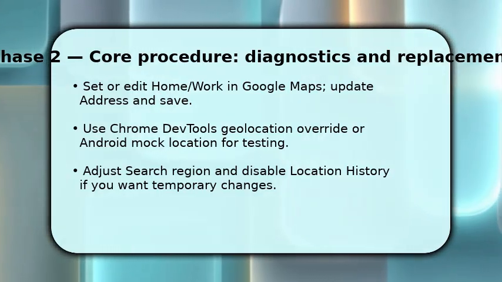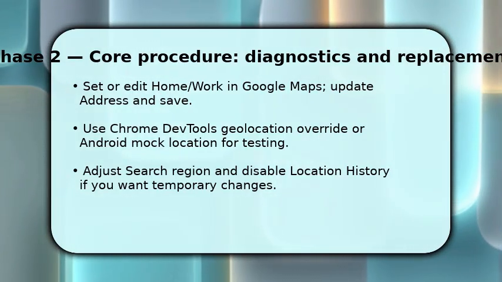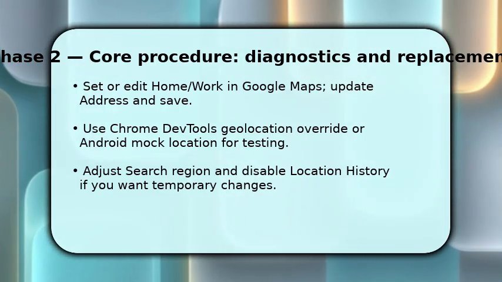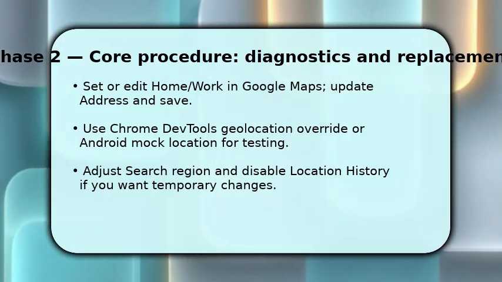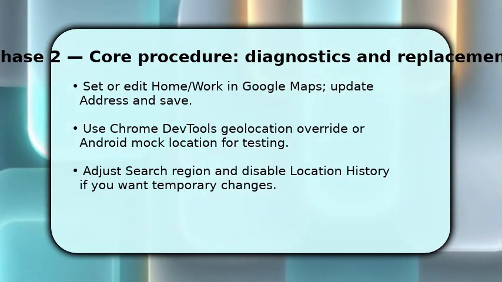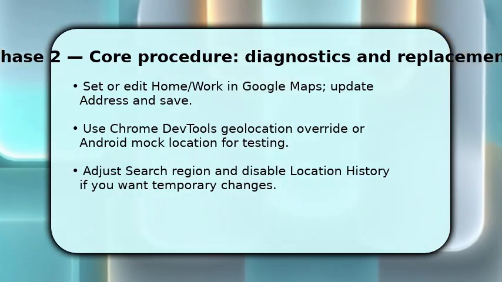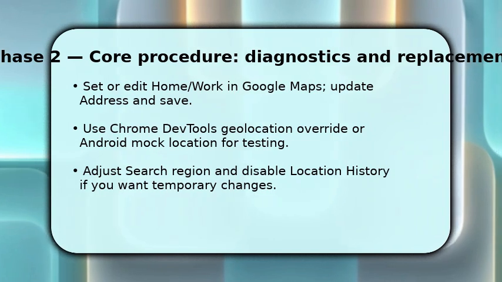For testing, open Chrome DevTools, go to Sensors, and override geolocation coordinates. On Android, enable developer options and set a mock location app to simulate GPS. These overrides show how Google responds. Make sure to save address changes and verify with a fresh search.